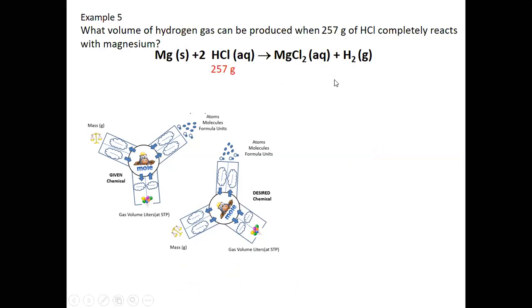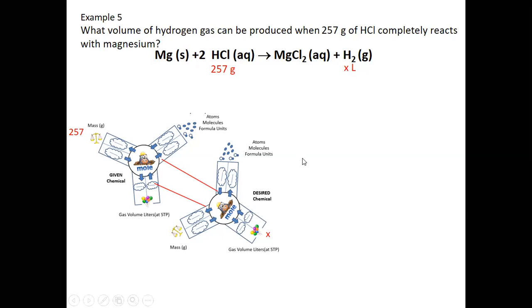So we're going to mark up our given, this reactant here called HCl, and our desired, this product here called hydrogen gas. So we're going to be starting with a mass amount, but finishing down here with a volume amount. So we might think about this as a mass volume problem. Recall that in order to go from a given quantity or given kind of chemical to a desired, we always need this mole bridge or mole road connecting the pathway to go from given to desired.